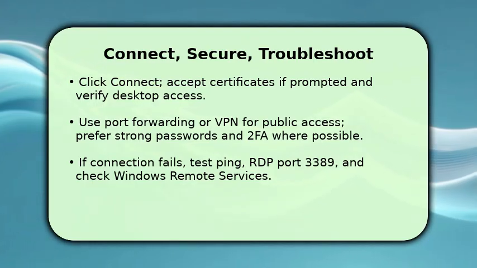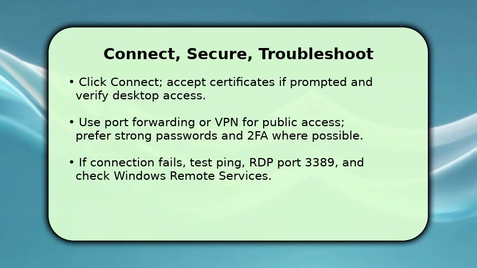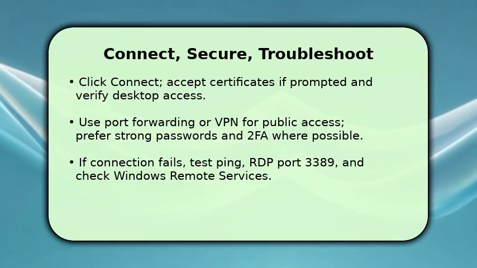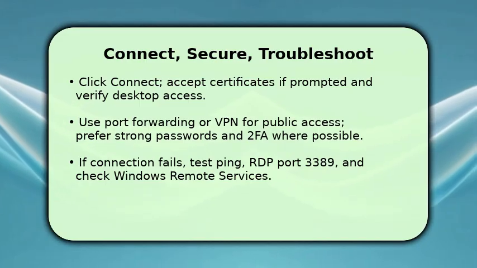If things go wrong, here's a single-key troubleshooting tip. Test basic network reachability first: ping the host and use a port checker for 3389. If unreachable, verify firewall, router, and Windows remote services.